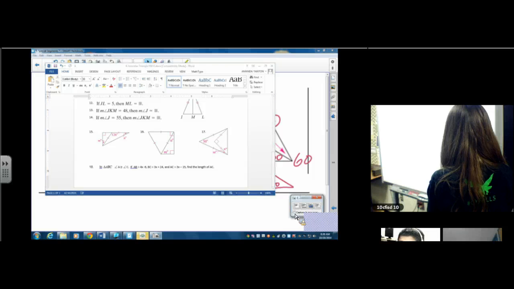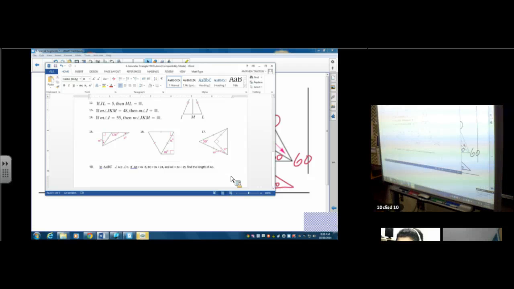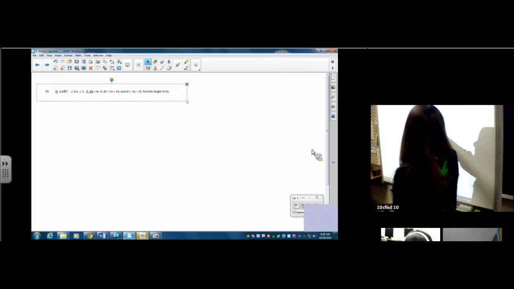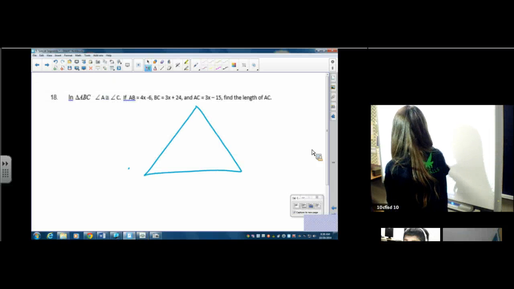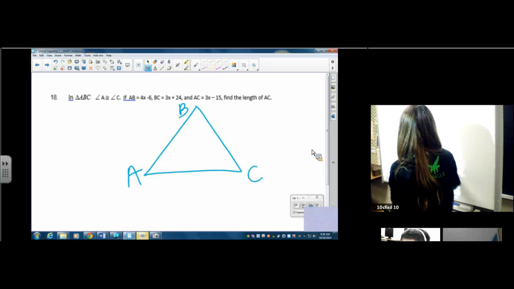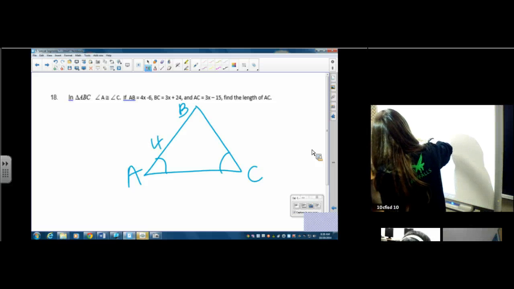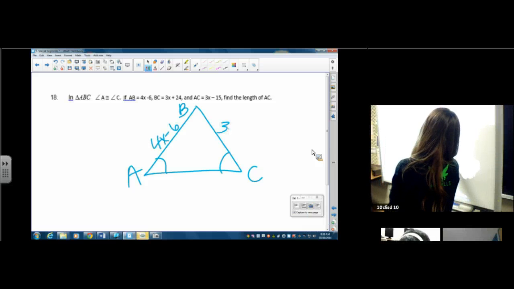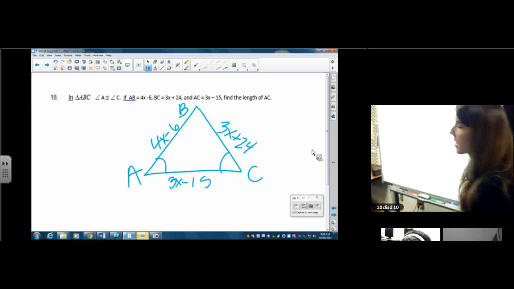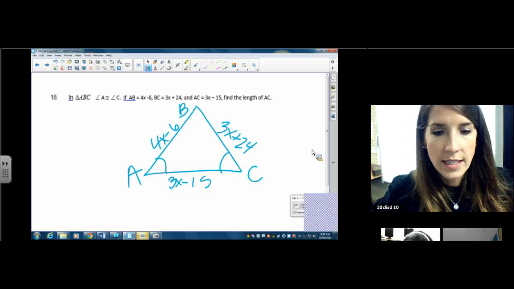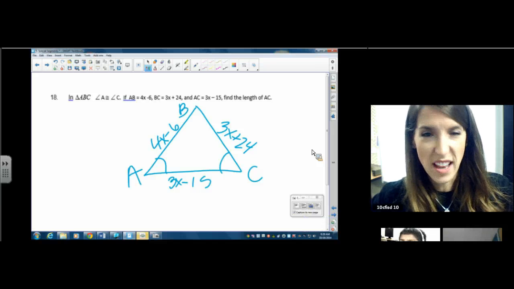Okay, let's get this one. In triangle ABC, A is congruent to C. So the first thing you're doing is you are drawing a picture. Every student is drawing a picture. A, B, C, where A is congruent to C. If AB is 4x minus 6, BC is 3x plus 24, and AC is 3x minus 15, find the length of AC. This is a classic, we gave you too much information, don't you dare use it all problem. That's what it's called, officially.